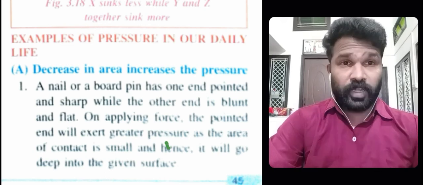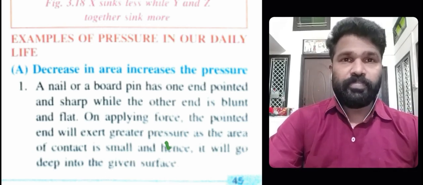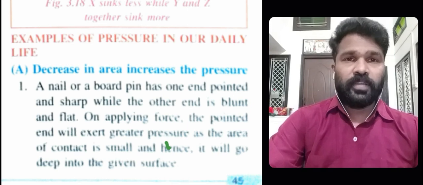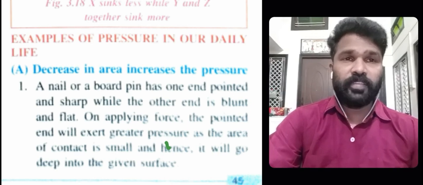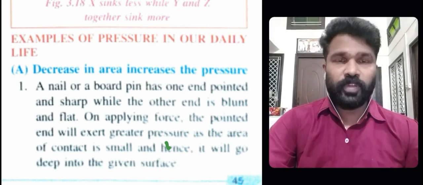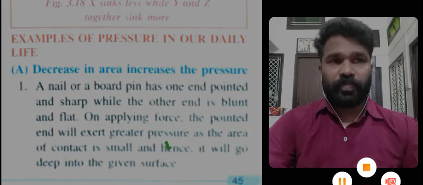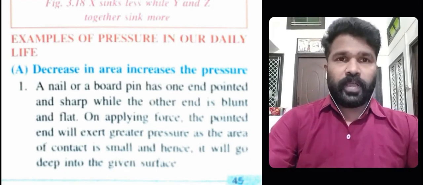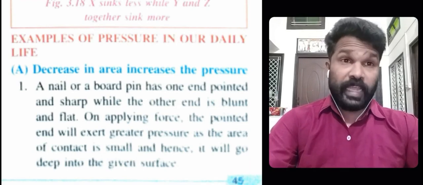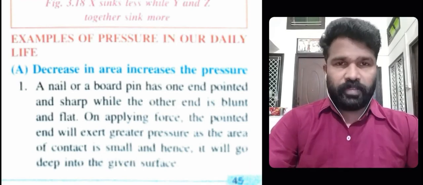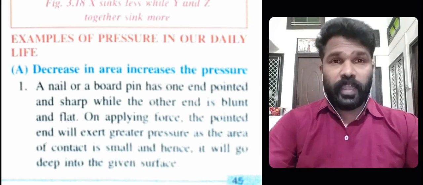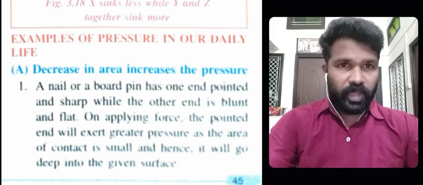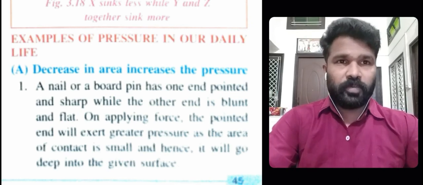So first of all, we are going to discuss examples based on the idea that a decrease in area increases the pressure. Okay students, please mark it. Students, we know that a nail or a board pin has one end pointed and sharp, while the other end is blunt and flat. Why is it designed like this?